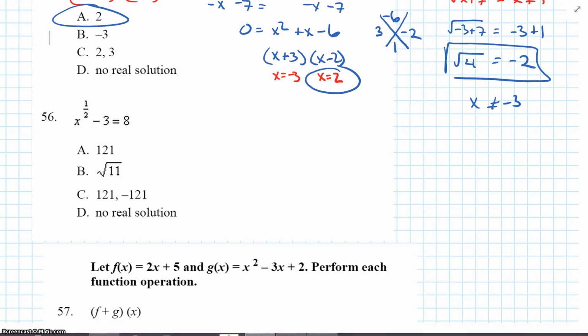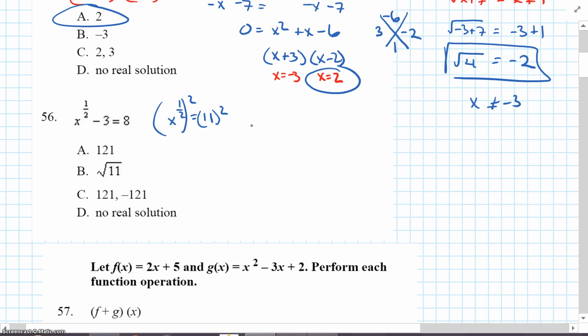Going on to 56. x to the 1/2 power minus 3 equals 8. So step 1, add 3 to each side. So we get x to the 1/2 equals 11. We've got to square each side. So x equals 121.